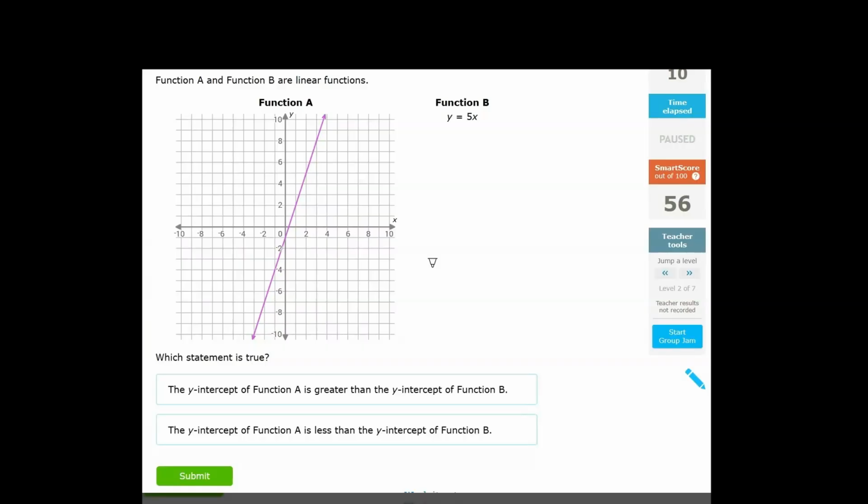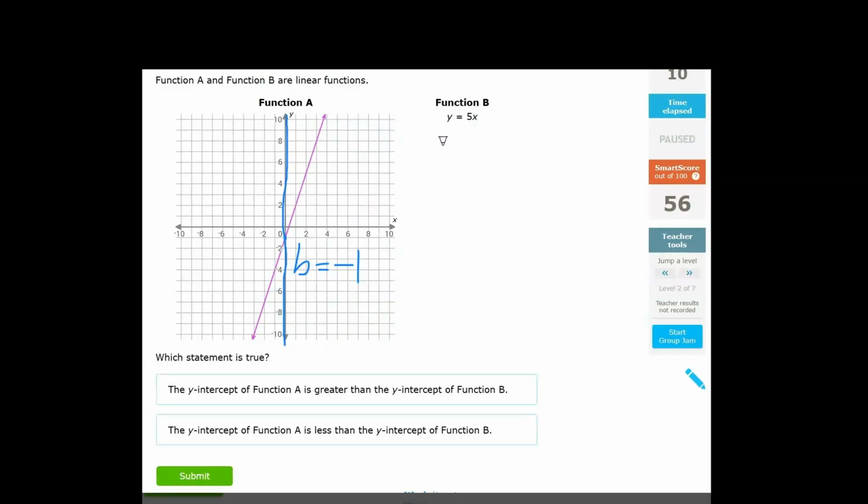Let's do one more problem together. Again, for function a, we're going to look at our vertical y-axis here. And we're going to see that the line crosses around negative 1. So our y-intercept here is negative 1.